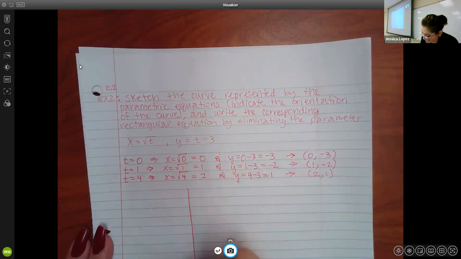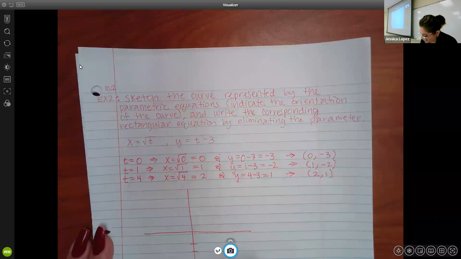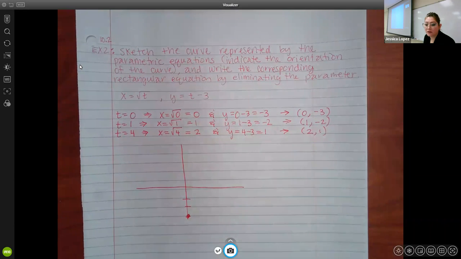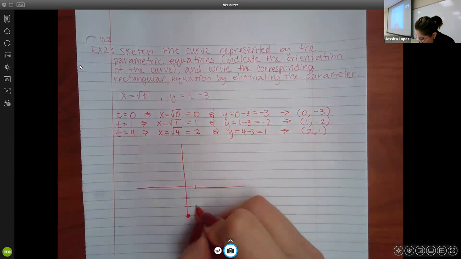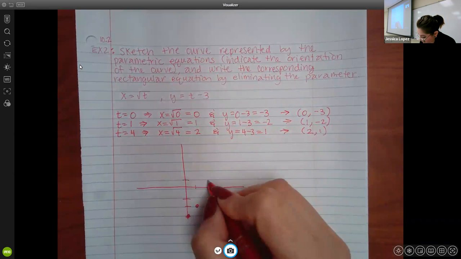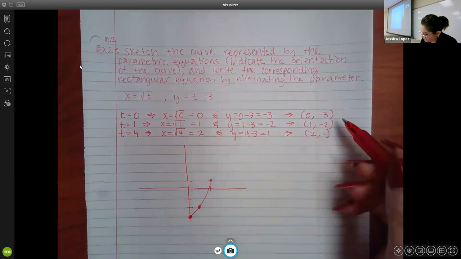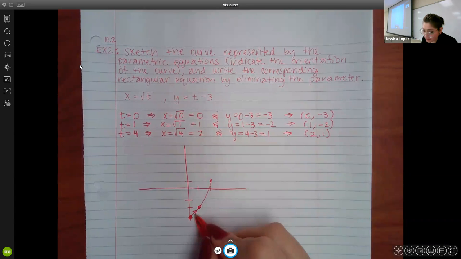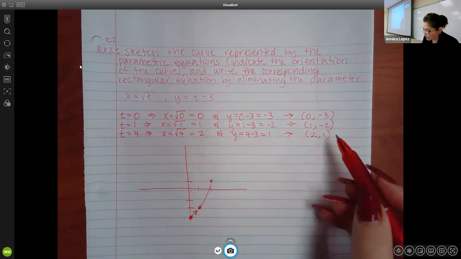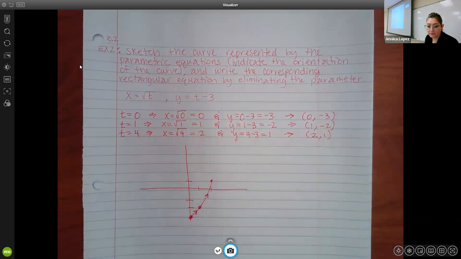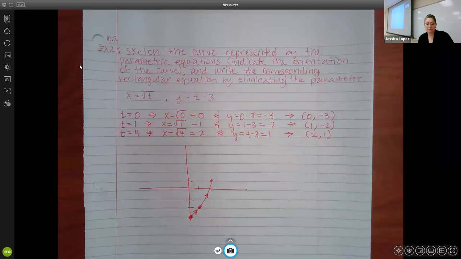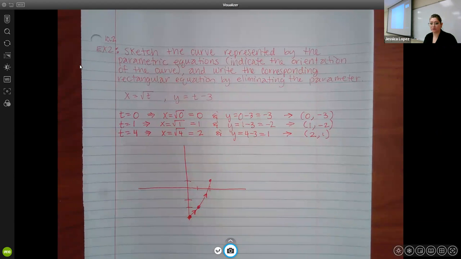So let's take a look at what we have. So we have 0 and negative 3 first. Then we have 1 and negative 2 next. And then we have 2 and 1. And I'm going to connect the dots. Now remember, it went from this point to this point. So the arrow should be going toward that point. And then it went from 1, negative 2 to 2, 1. So the arrow should go in that direction. So even if you see another graph with the same three points, make sure that the arrows are going in the correct direction. Okay. If you see them going downward, that's not the correct graph, right?